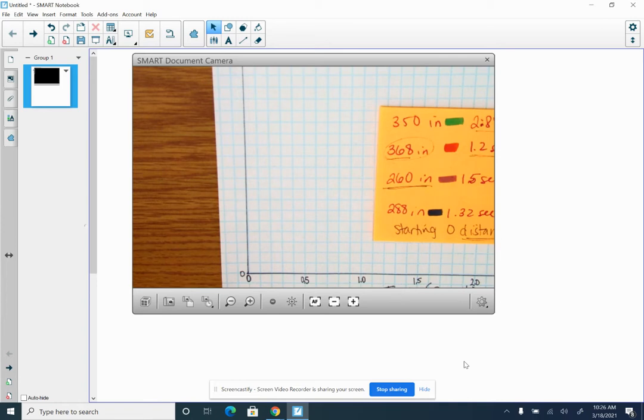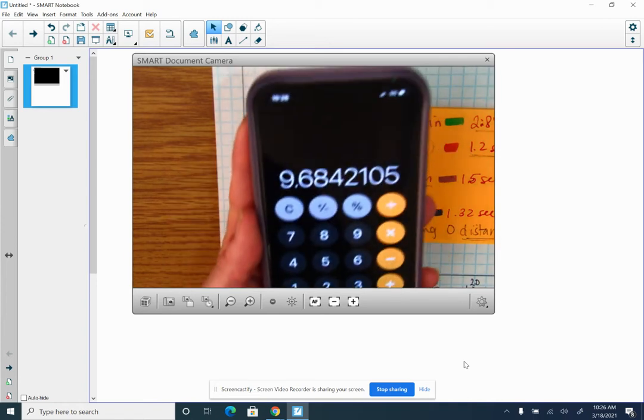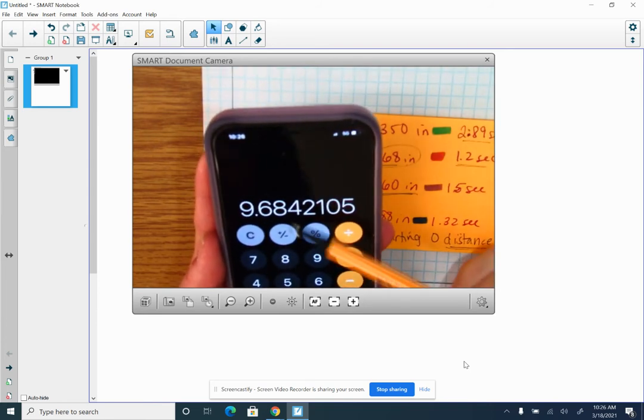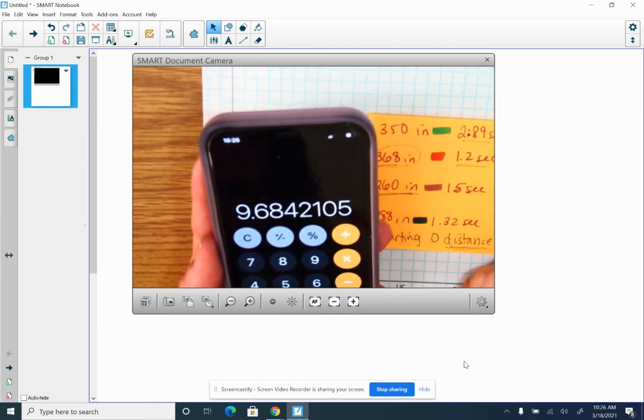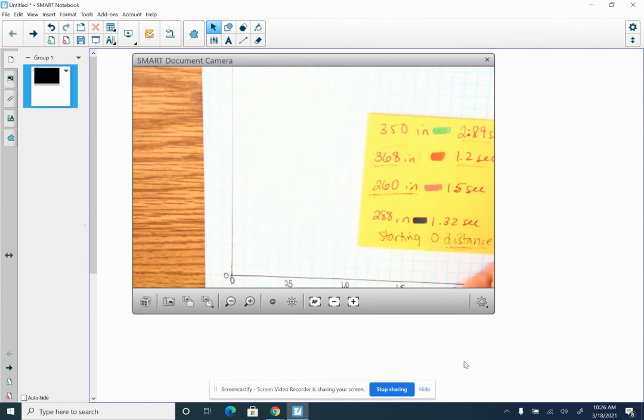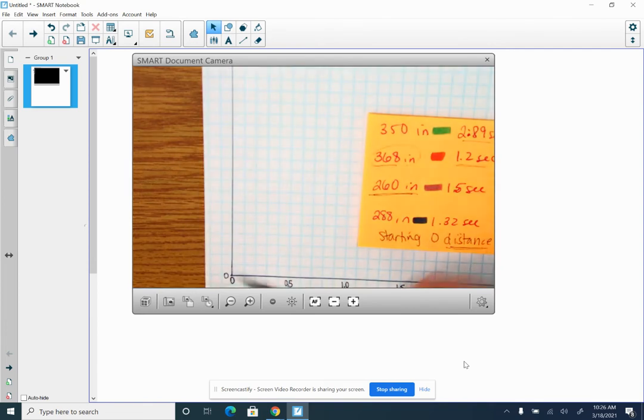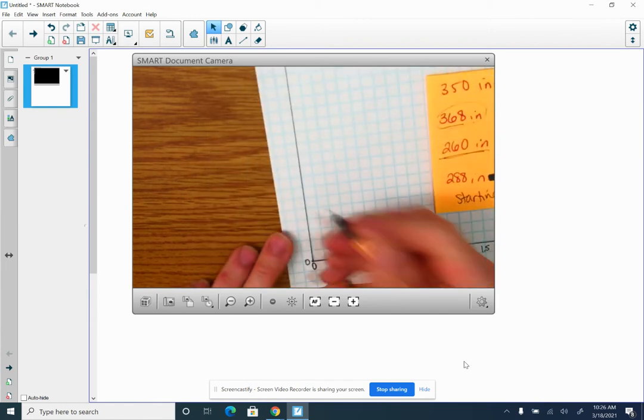So 368 divided by 38 is 9.68. So we're going to need to round that. So we're going to make each one of the boxes worth 10. Okay, if we rounded it down and made them worth 9, we wouldn't be able to fit them all in. So each box is going to be worth 10.